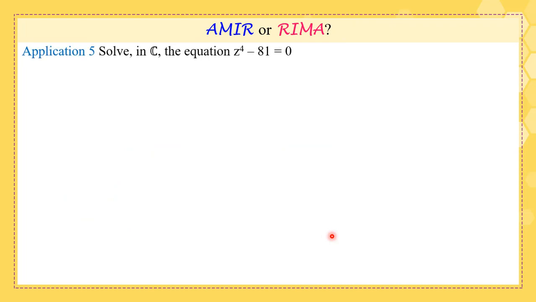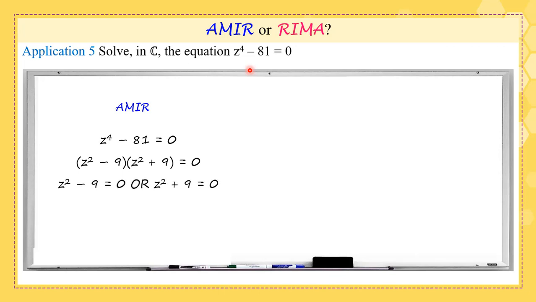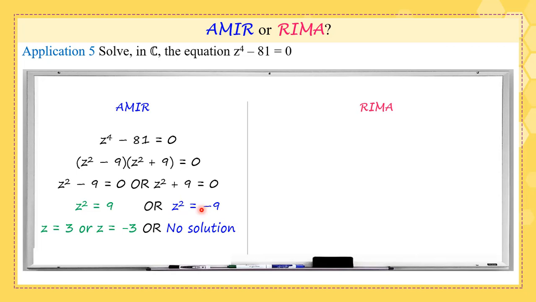Now Amir or Rima, solve in R this equation. Let's see what did they do. Amir wrote the equation. He factorized using difference of two squares. So the first one is 0 or the second one is 0. The first one gives 3 or negative 3 and the second one has no solution because a square can never be negative. Well, Rima, she wrote also the equation.